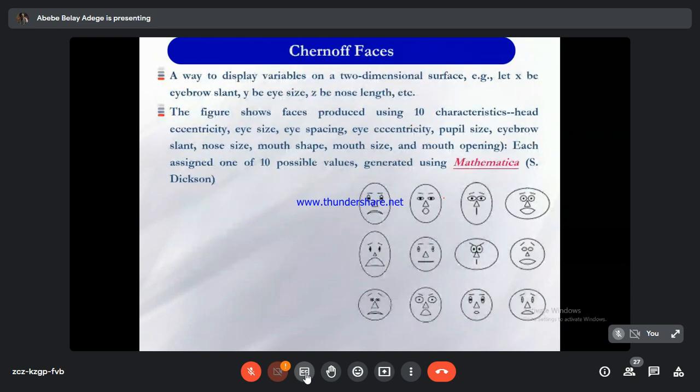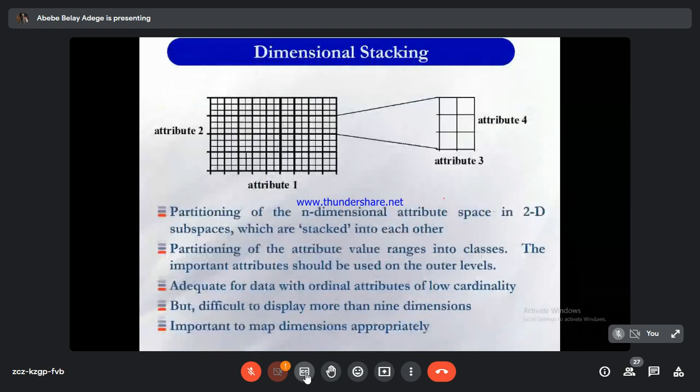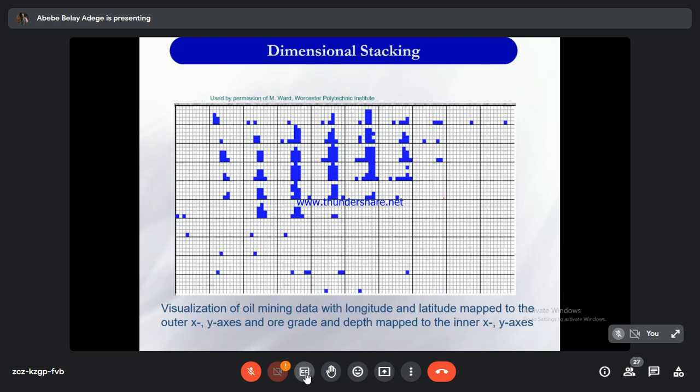Here it is Chernoff faces. How can I represent the character just on X and Y coordinates? Here it is stick figures, as they are called. We can show a lot of figures in different dimensions, and dimensional stacks and so much. Here it is used for localization.